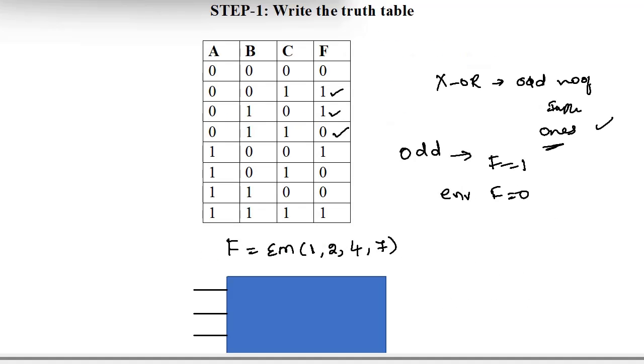Now write the function value f equal to sigma m of. See here, the 0th value is 0, so I am not writing 0 in the minterms. I am taking the first value, second value, fourth value is 1 and the last value, the seventh value, is 1. Now we can implement these input and output variables by using an 8x1 multiplexer.